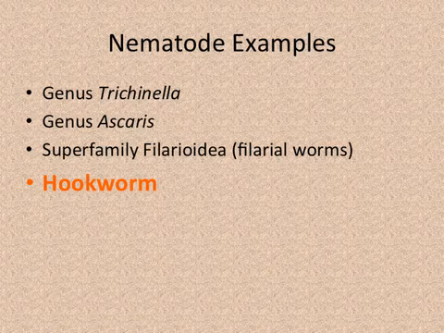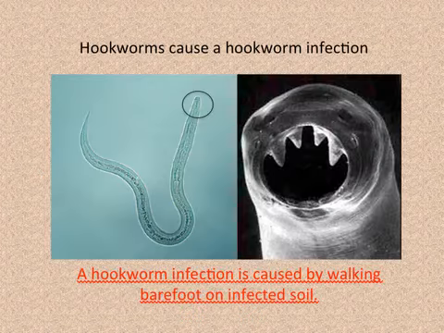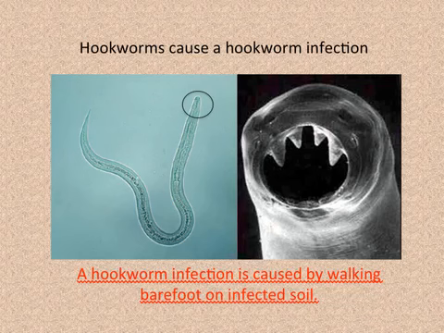Our last nematode example are hookworms. Hookworms cause a hookworm infection. So this is a hookworm. This is under the microscope, and this is its head enlarged. You can see it looks like it has sharp teeth. They're not teeth like we know it, but they cause an infection, and it's caused by walking barefoot on infected soil.